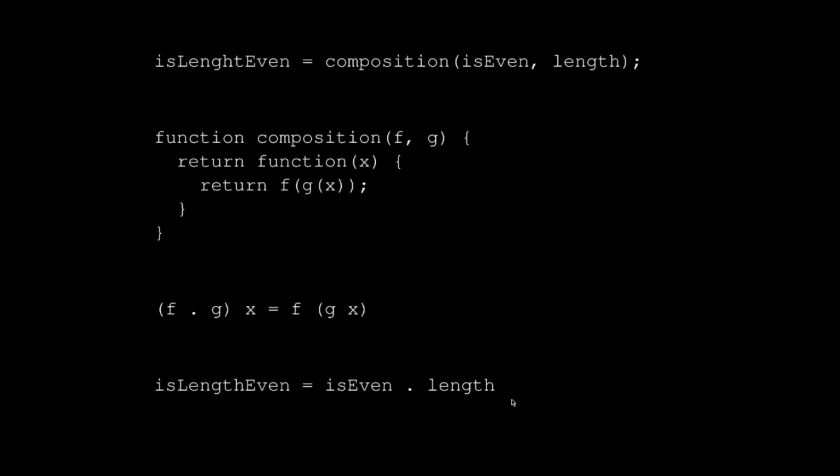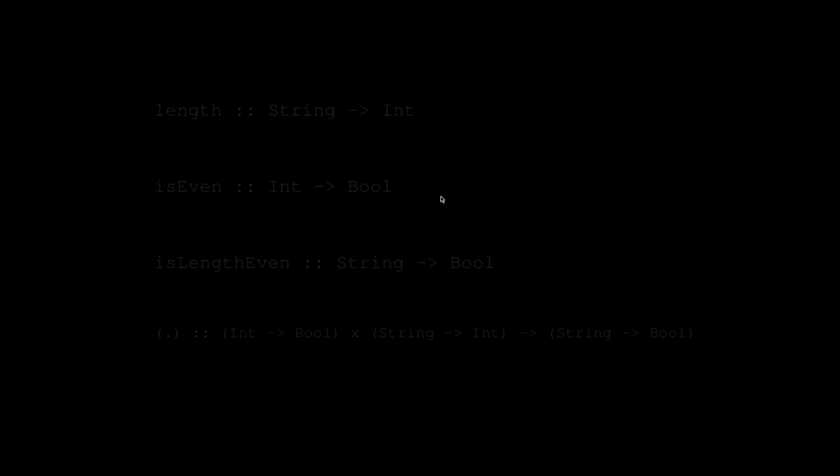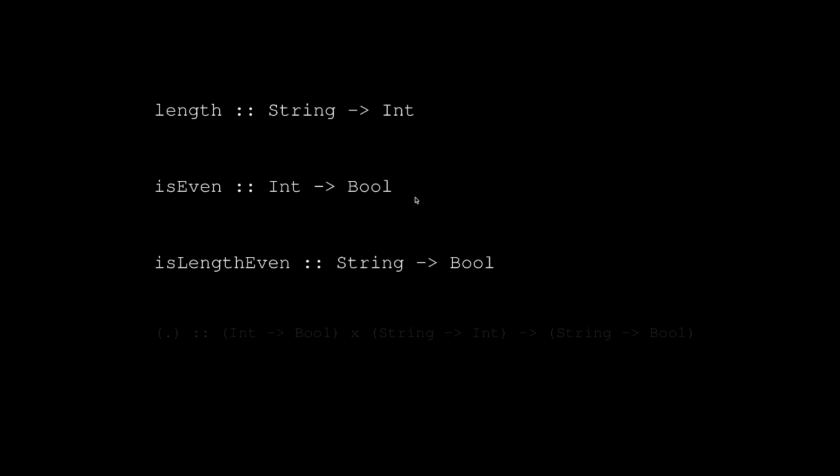It is now instructive to look at the type signatures of the functions involved. The length function takes a list or a string and returns an integer. Likewise, the isEven function takes an integer and returns a boolean, true or false. The resulting function isLengthEven takes a string and returns a boolean. So, what could we say about the type signature of the composition function? In our case, as its first argument, it takes a function from integer to boolean, and as its second argument, it takes a function from string to integer. It produces a new function from string to boolean.